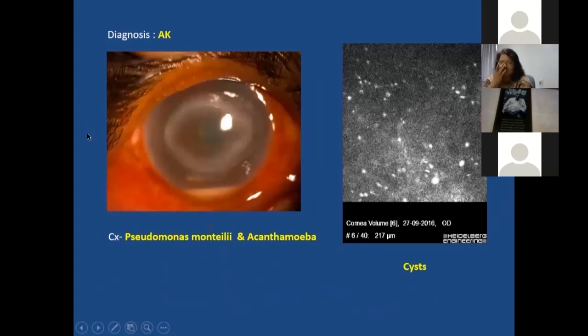This is another patient, basically looks like a classical acanthamoeba, but Pseudomonas grew in the beginning. So naturally, we did a confocal immediately, until the cultures became positive for acanthamoeba. But when you look at the confocal, you find that plenty of cysts are there. So this was a patient who had both a bacterial infection as well as an acanthamoeba.